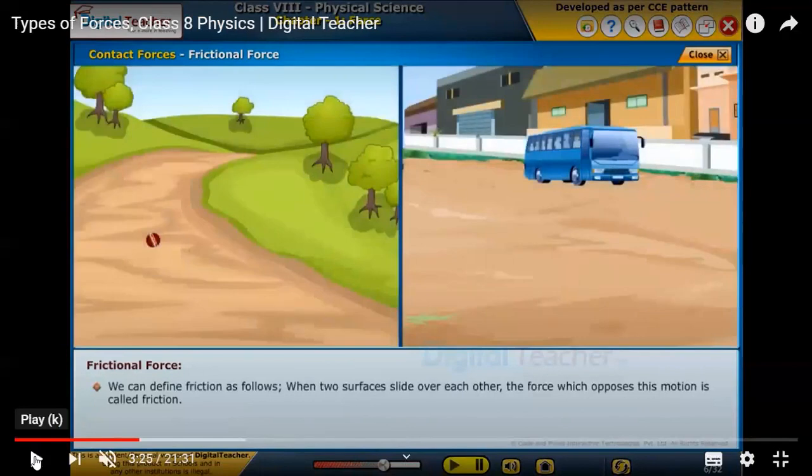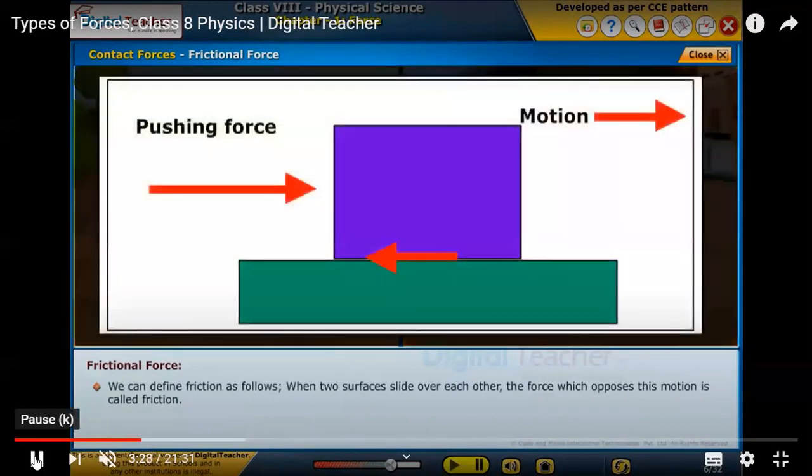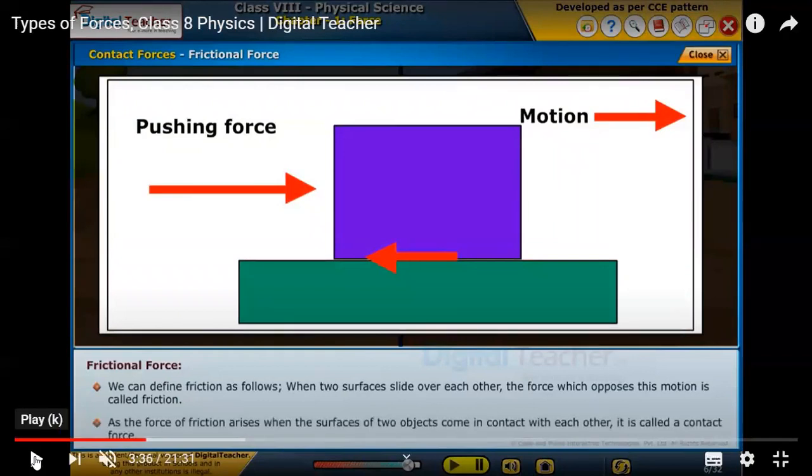We can define friction as follows. When two surfaces slide against each other, the force which opposes this motion is called frictional force or force of friction. As the force of friction arises when the surfaces of the two objects come in contact with each other, it is called a contact force.